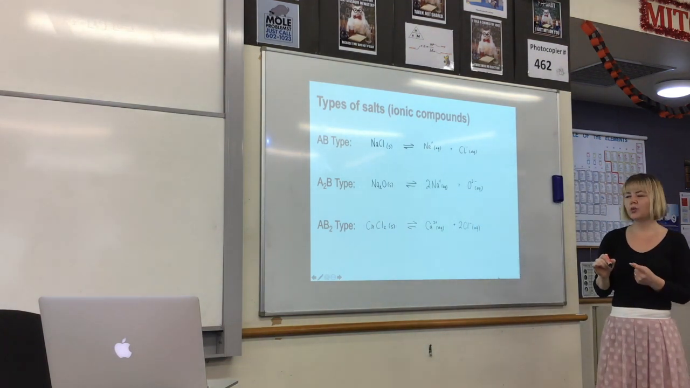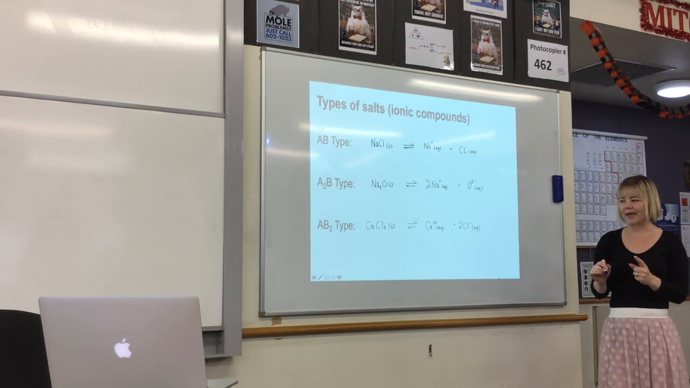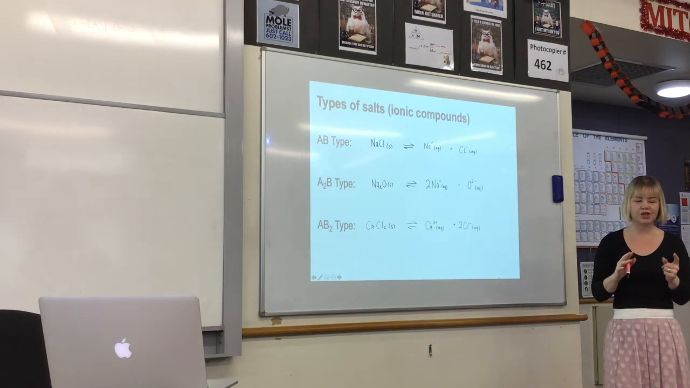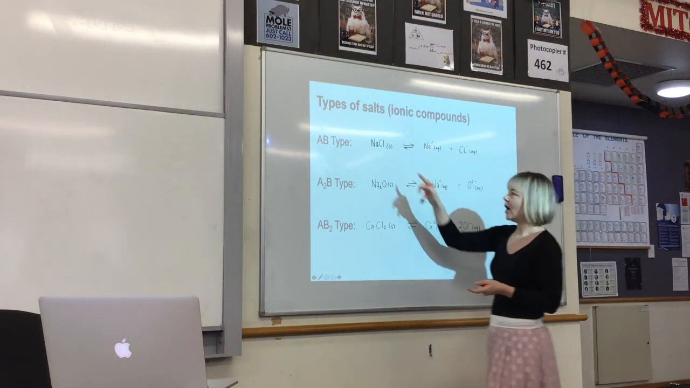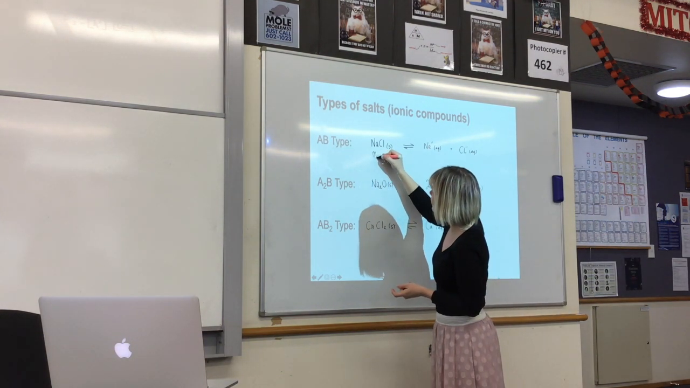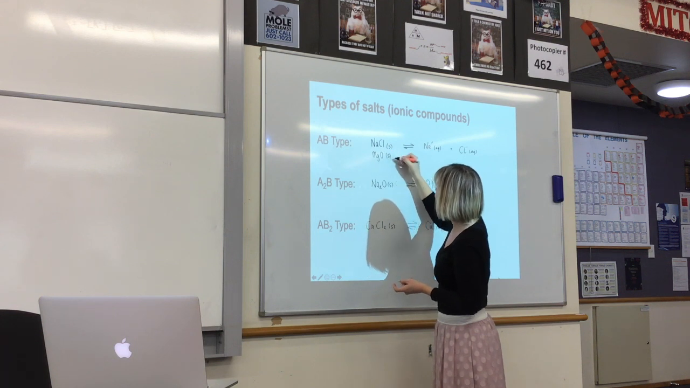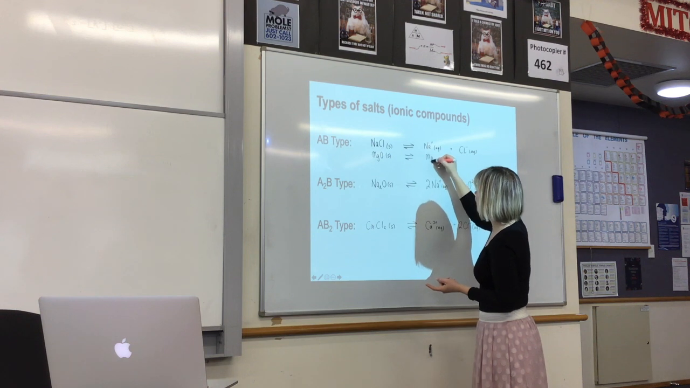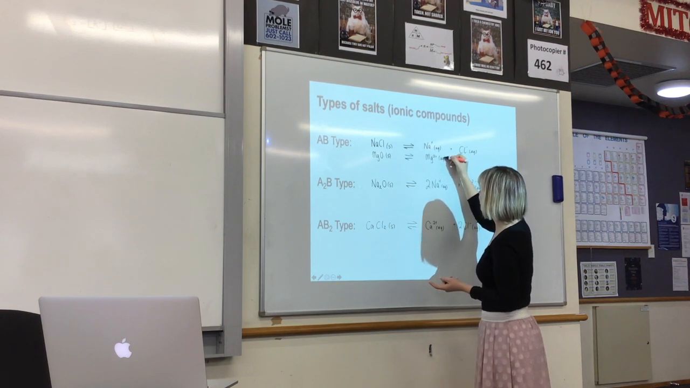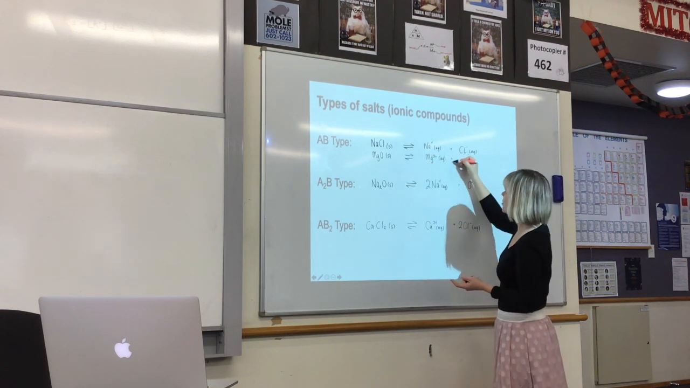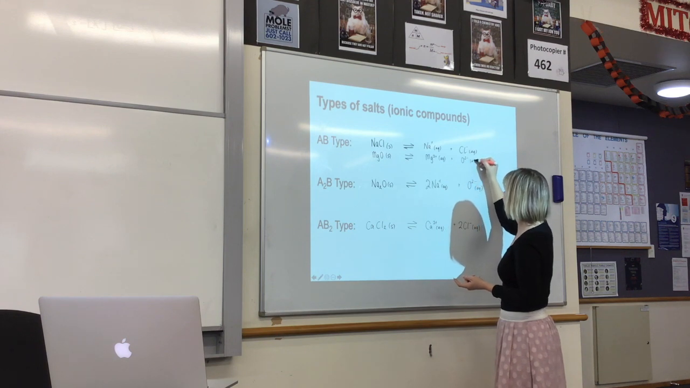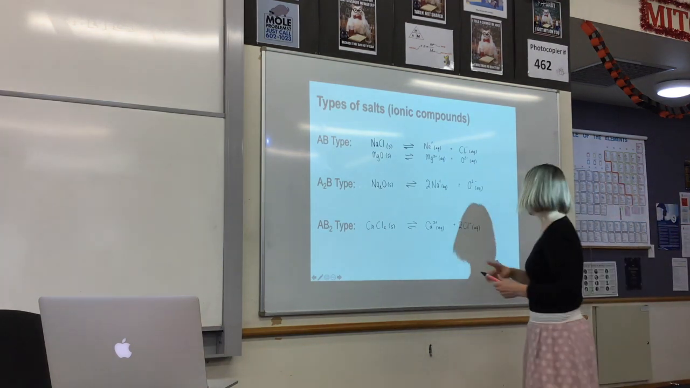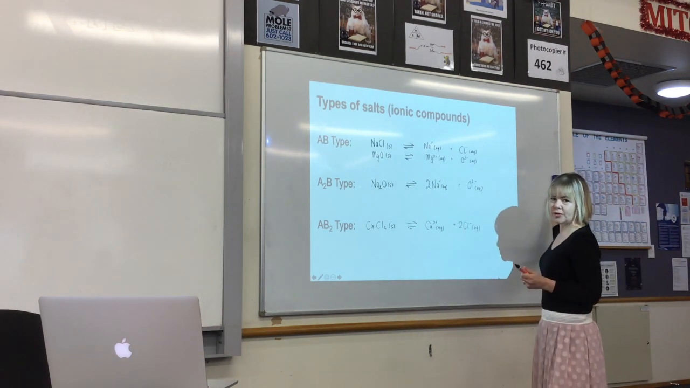Good news is you won't get an AB3 type, like a 1-to-3 or a 3-to-1 ratio. However, up here you could have MgO. It's not to say that it's going to be a +1 charge. This would also be an AB type. Okay, it's the fact that you've got one cation to one anion. All good with that? Okay, so that is the first type of question you get.